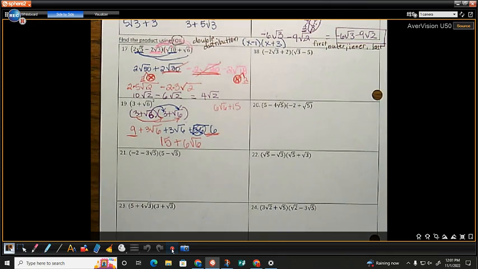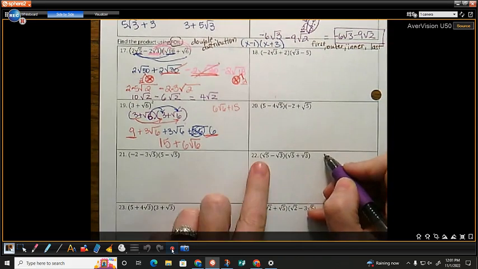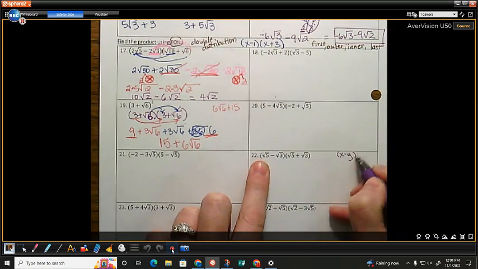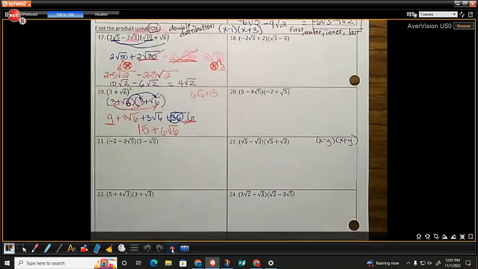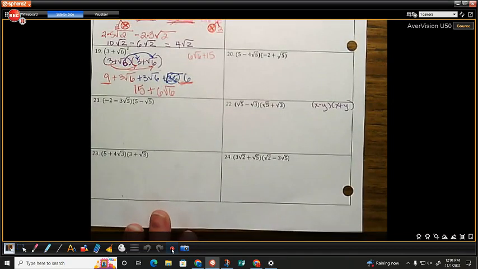24 looks hard. Some people will recognize this from algebra as looking like x minus y times x plus y, which was a very special set of binomials to multiply. But if you don't recognize it, multiply it out and see what happens.